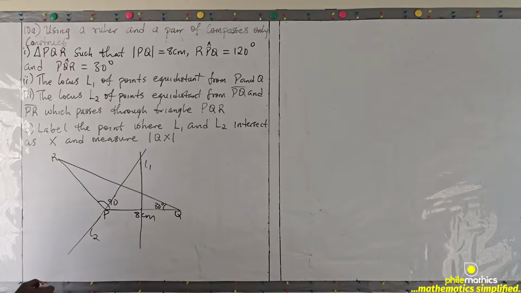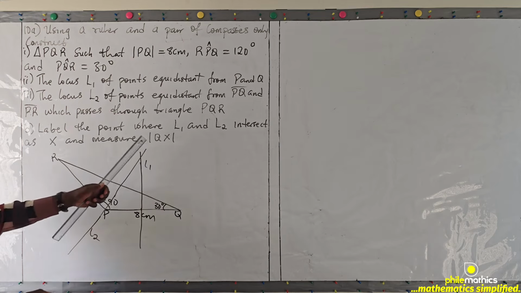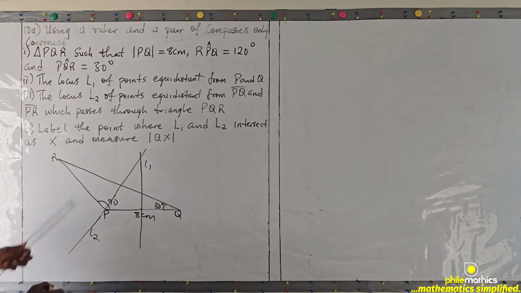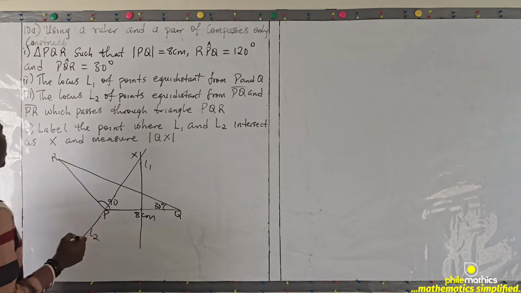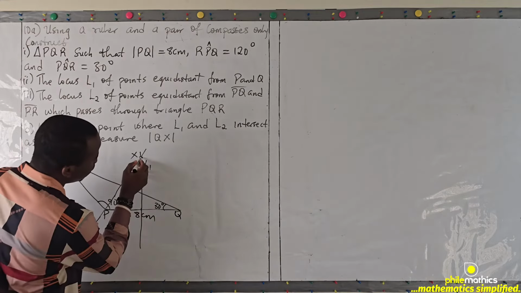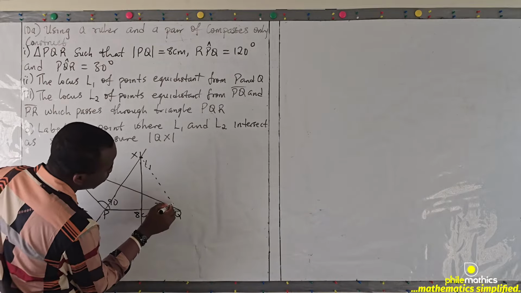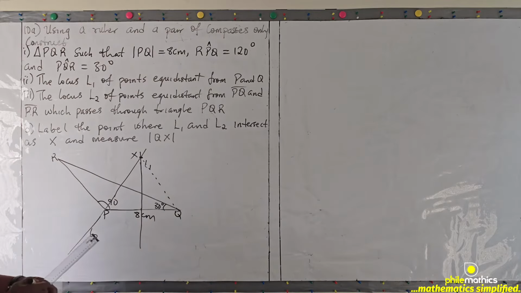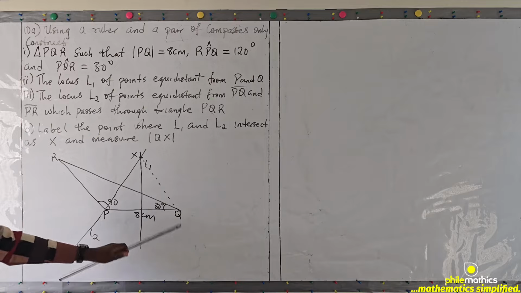And next, B says label the point where LO1 and LO2 intersect as X. This is X. And then measure QX. So measure this distance. That's all.